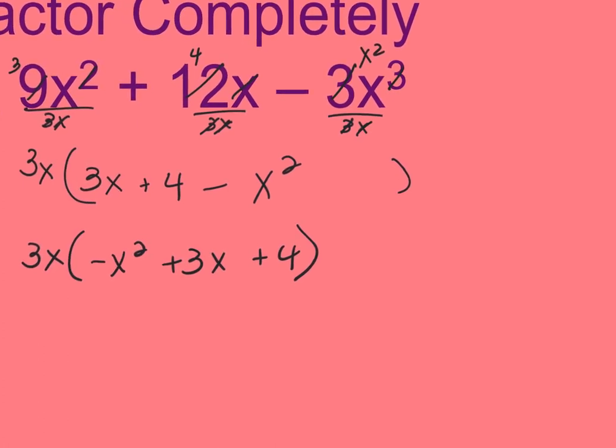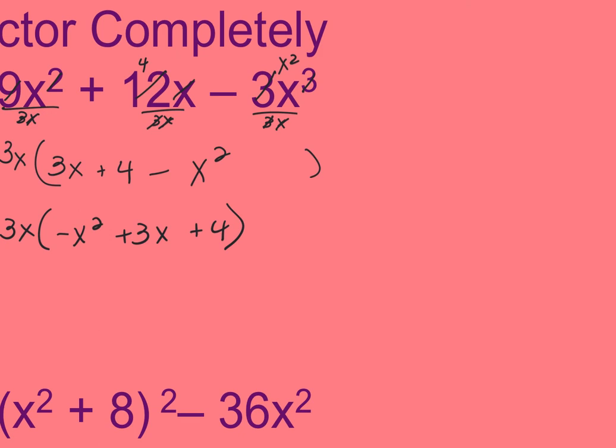Would it be wrong if we don't rearrange them? You have to factor that further. So you can either do it that way, or you can make it 3x, and then it can be 4 plus 3x minus x squared, and you can do your first and last there. But you do have to factor this further. It's still a trinomial that can be factored.